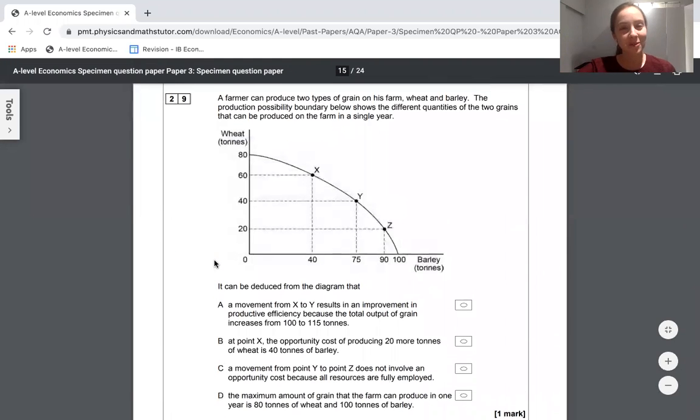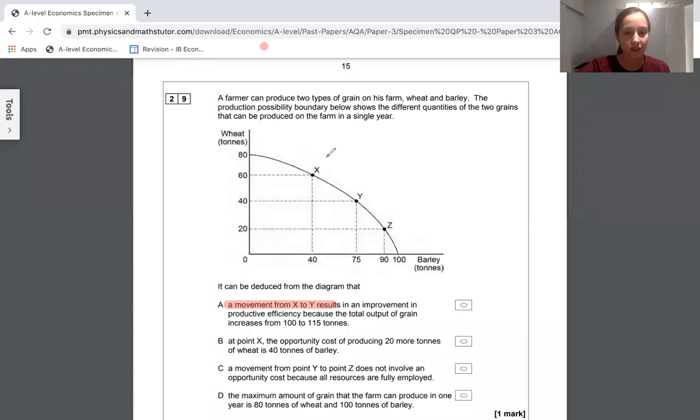This one, I looked at this one, I thought it was a bit sneaky. So A, movement from X to Y results in an improvement in productive efficiency. Wrong. Everywhere on here is already productively efficient. So don't forget that. A is wrong.